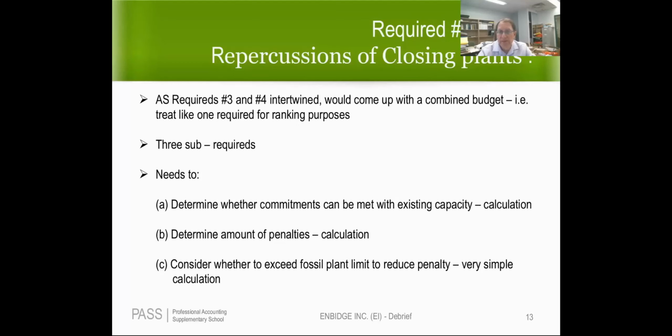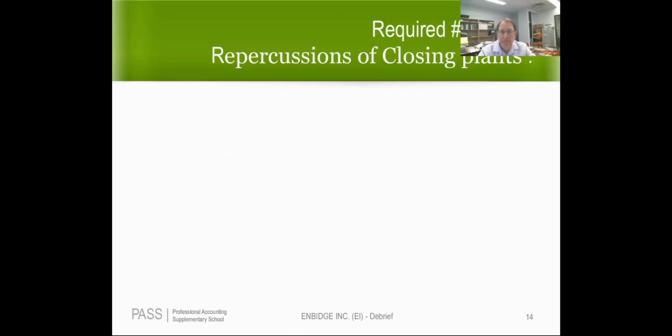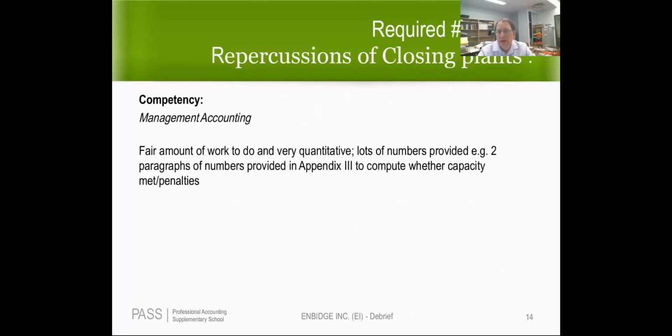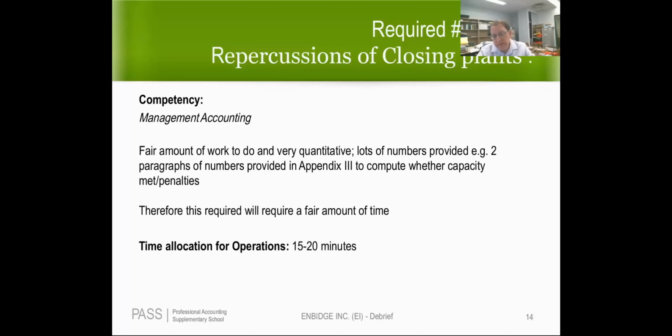So the competency, don't get hung up on. It actually is management accounting. Okay, fine. A decent amount of work. It's very quantitative, lots of numbers. Okay, you got 2 paragraphs, I think, in Appendix 3 to compute whether the capacity is met and penalties. This might take 15, 20 minutes. It's eating up 2 requireds. It's eating up a bunch of paragraphs from the case. And I'll say 15 minutes if you can do it.